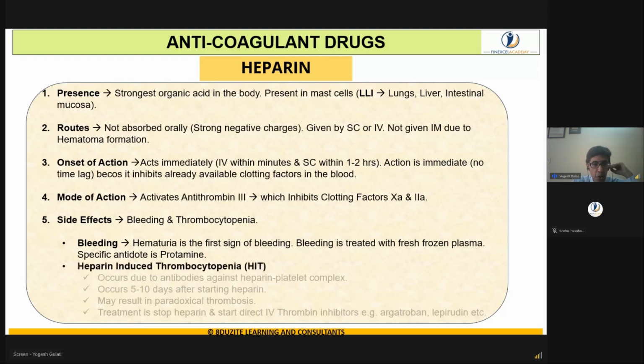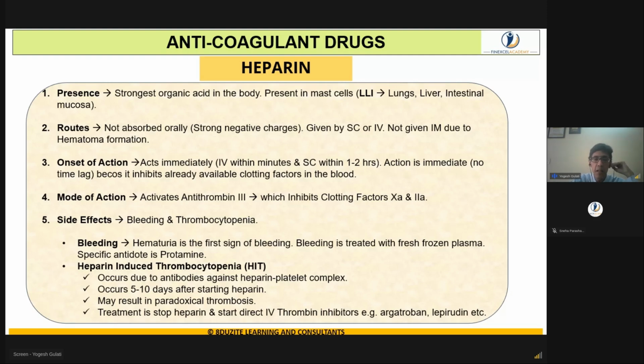And heparin-induced thrombocytopenia is a rare case, but a very important one. In case it occurs, it is very serious. As the name suggests, there is a decrease in the platelet count below 1 lakh. It is an autoimmune condition, occurring due to antibodies against the heparin-platelet complex. It occurs 5 to 10 days after starting heparin, and it may result in paradoxical thrombosis. You are giving heparin to treat thrombosis, but in this condition there is paradoxical thrombosis, so thrombosis can occur.